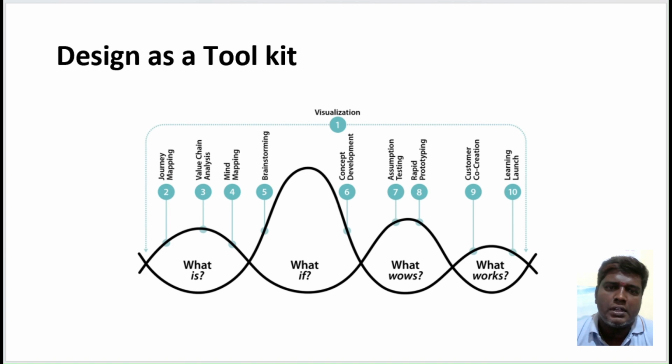And what wows is when you are going to test the product, whether it's going to execute in the correct manner or there are some bugs occurring in it. So everything has to be prepared, and how the user feels, those things should be adapted. And with rapid prototyping, there should be sample prototypes which have to be adapted to continuously refine your product. And what works is the customer co-creation and learning launch.